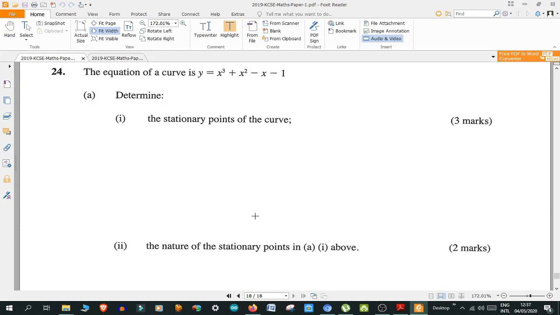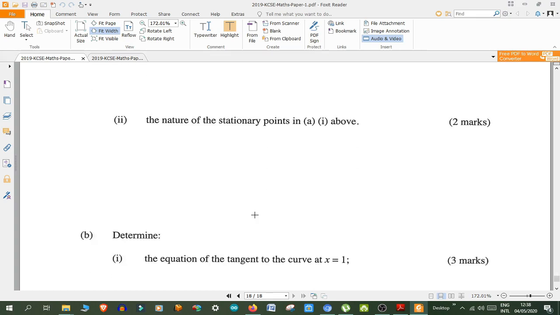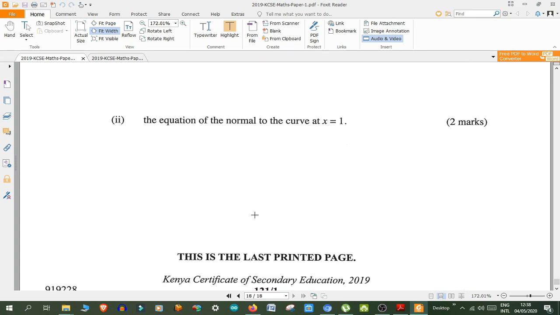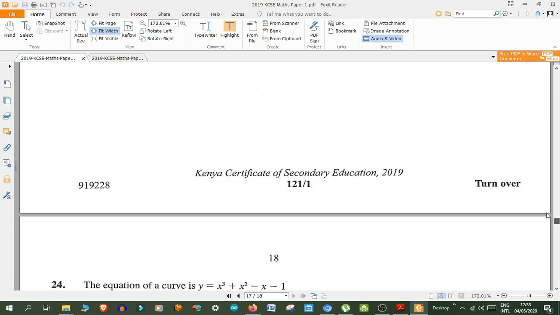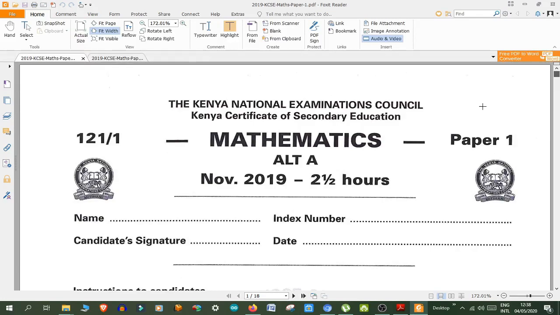Oh, we have one more. So 24. The equation of a curve is y = x cubed + x squared - x - 1. Determine the stationary points. So this is calculus proper. This is called curve sketching. So we shall be coming back to do curve sketching a little bit later, and you'll see how easy it is to pass the KCSE exam.